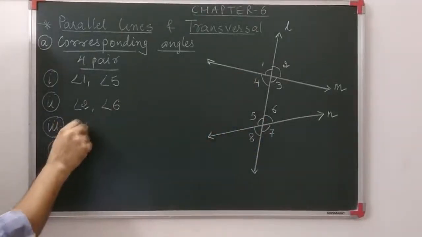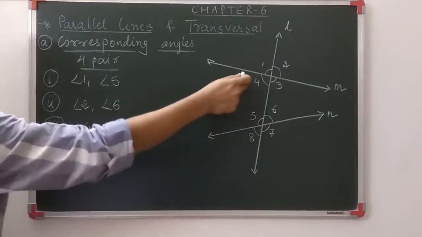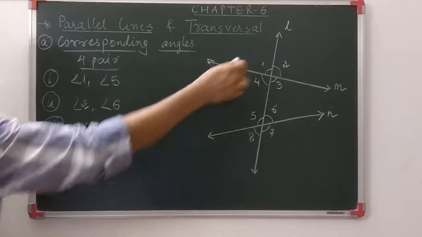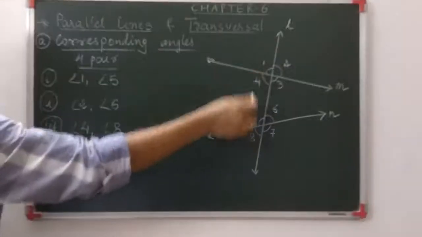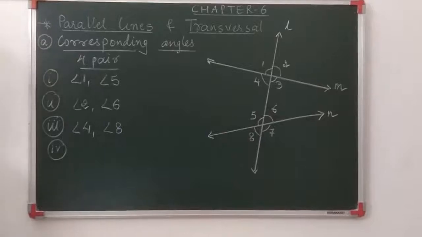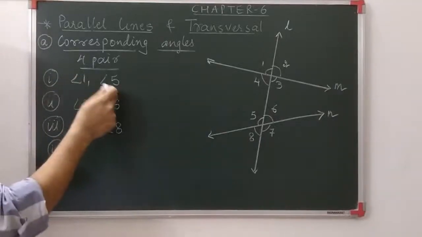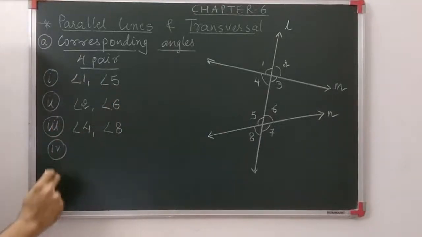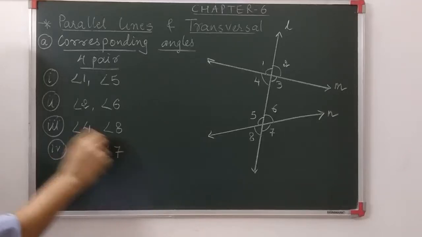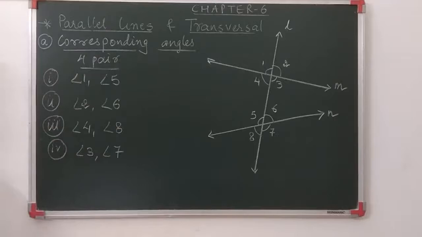Now let's go for the 4th one. 4 is the interior angle, so 8 is the exterior angle. You can see they are on the same side, as 1 has 5, 4 has 8. So they are on the same side of the transversal. One is exterior, one is interior. Now the rest of the 2, that is angle 3 and angle 7. Thus we can see that there are 4 pairs of corresponding angles formed by the transversal.